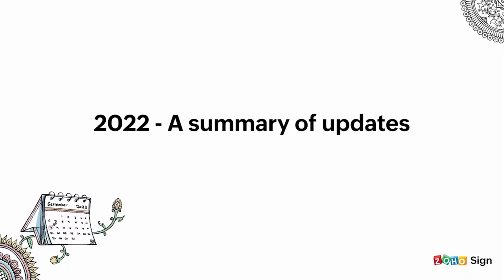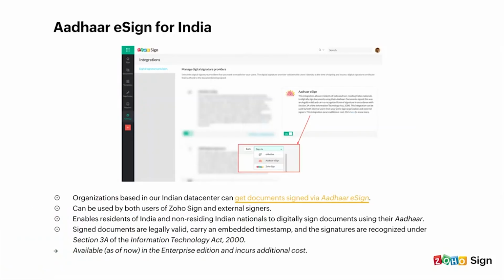So let's get quickly started with the various additions that we made. The first set of additions that we're going to be taking a look at is different trust services that we've integrated with across regions in the world to help different countries be compliant with their local e-signature laws. The first in line for that is India.